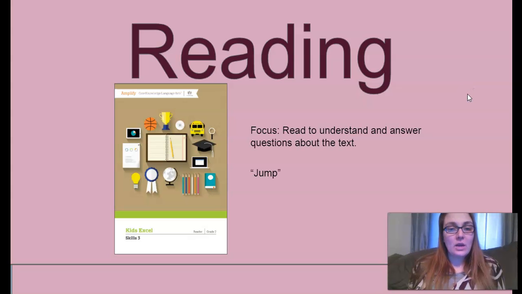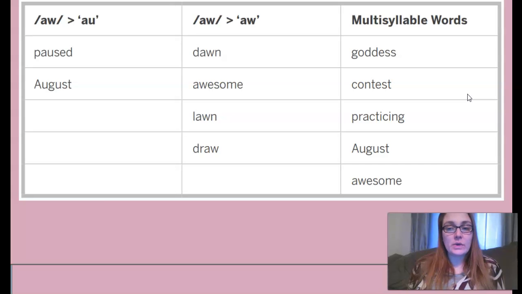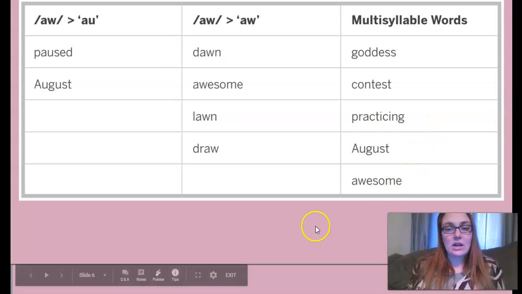Okay, today for reading, we're going to read a new story called Jump. Jump is a story about a jump roping team. So in the story, we're going to see some awe words spelled AU, paused, and August, and AW, dawn, awesome, lawn, and draw. And some multi-syllable words we'll see: goddess, contest, practicing, August, and awesome.